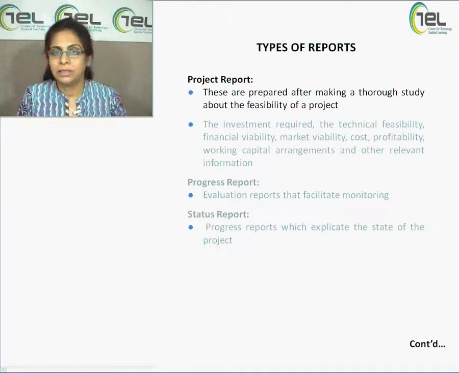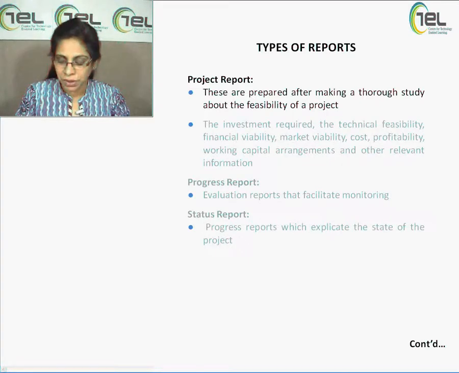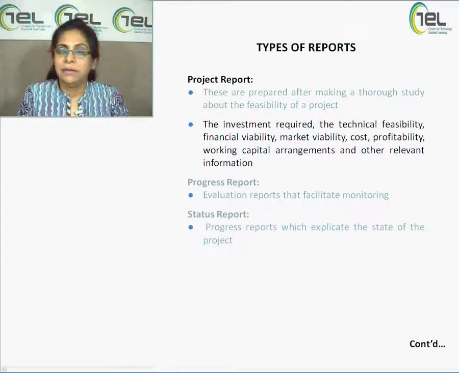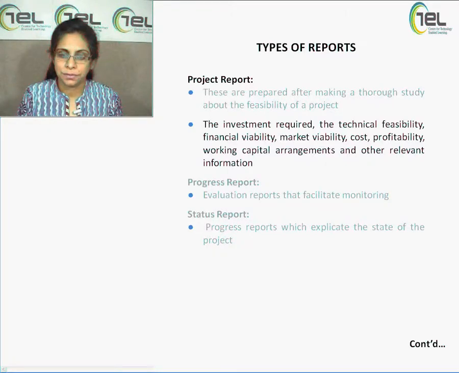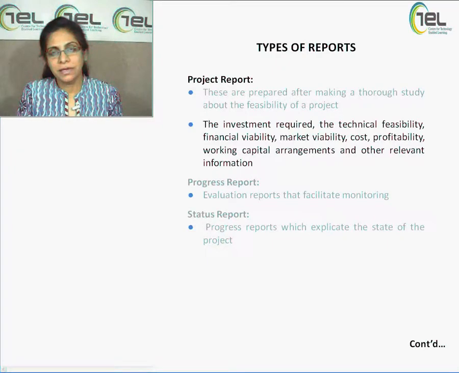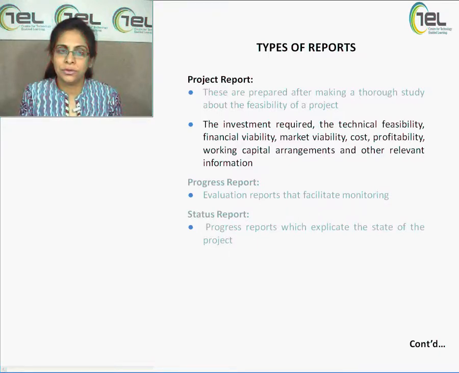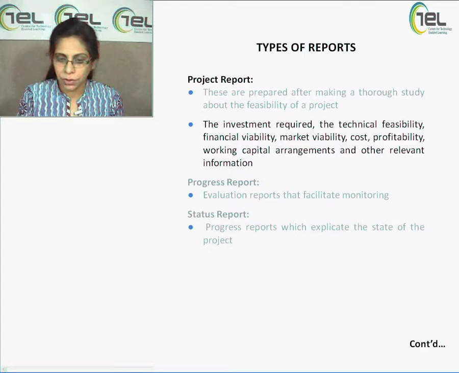What are the requirements for the project, everything will come under the project report. The investments required, the technical feasibility, the financial viability, the market viability, the cost profitability, the working capital arrangements, and other relevant information. All this will come in your project report. Even the cost benefit analysis and every detail as to how it will function. If the viability is there, how will it function, what are the needs, how to start up the project, every single detail needs to be mentioned in this particular project report.